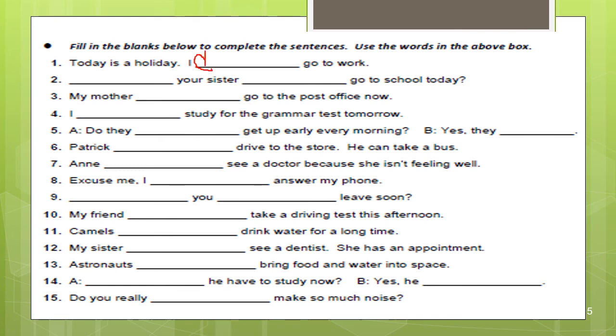I do not. I'm trying to write here to give you an idea. I do not have. Just to give you an idea, students, of what is going to happen in this exercise. Today is a holiday. I do not have to go to work because it's a holiday. You have to give the answer for every sentence here. Okay, what about number 2? Let's see.